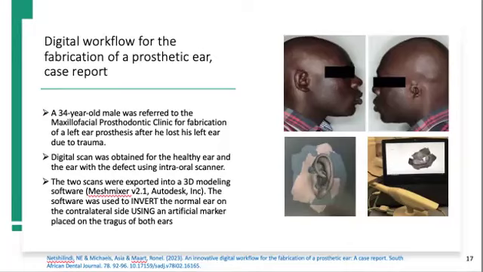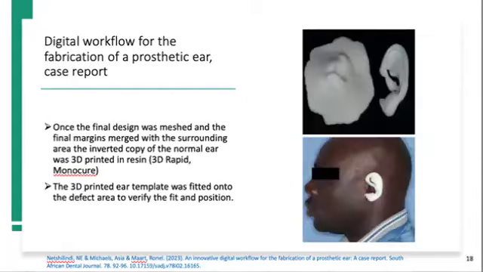And the software was used to invert or mirror the normal ear on the contralateral side using an artificial marker placed on the tragus of both ears to have the best match between the 2 scans. And once the final design was meshed and the final margins merged with the surrounding area, the inverted copy of the normal ear was 3D printed in resin. And this ear template was fitted into the defect area to verify the fit and the position, and any adjustments were made.